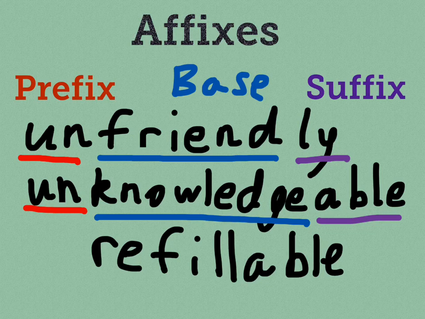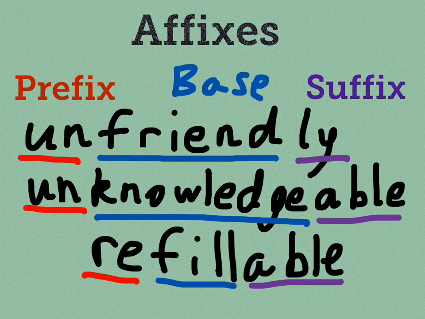Or how about the word refillable? You have your base word, which is fill, and your suffix again is able. So fillable means you can fill it up, and refillable, re means again, so it means you can fill it up again. So you have a water bottle that's refillable, it means you're able to fill it again.